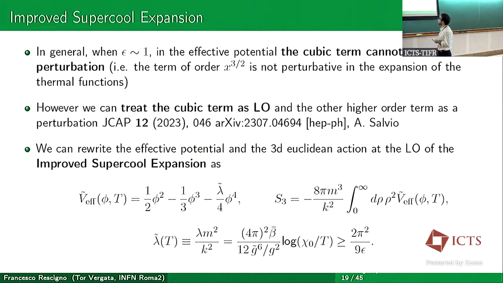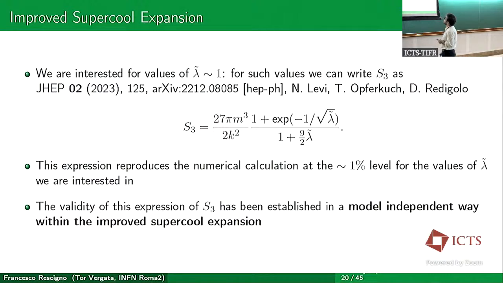So for the relevant values of epsilon, those of order 1, we can express the three-dimensional Euclidean action in this way, where we use the result of this paper here. And this expression reproduces the numerical calculation at 1% level for the values of lambda and lambda tilde we are interested in. Notice that by doing this, we are establishing the validity of this expression in a model-independent way within the improved supercooled expansion, since the model we are studying is a general RSB model.